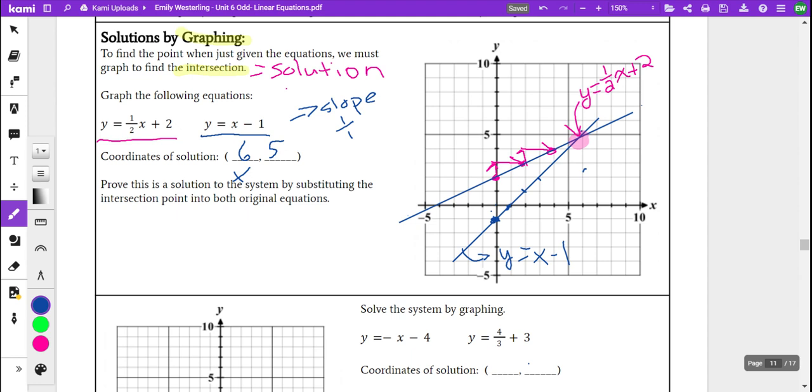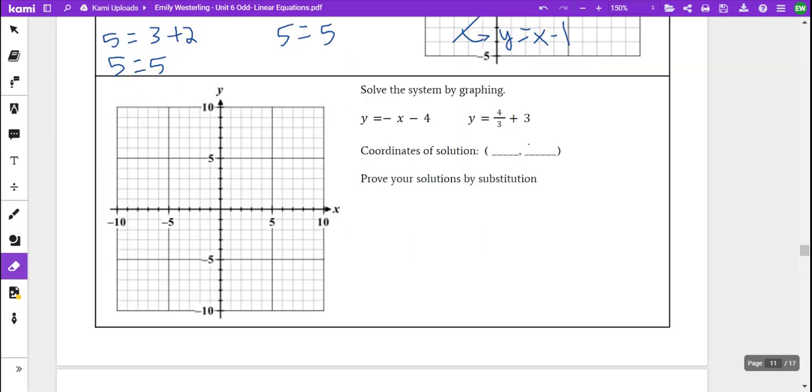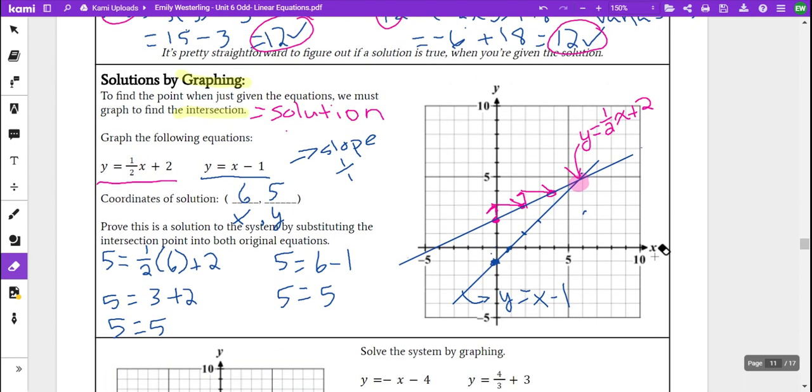Just like what we did up top, we're going to plug in 6 for x and 5 for y in these. So is 5 equal to 1/2 of 6 plus 2? And is y, or 5, equal to 6 minus 1? Go ahead and figure those out really quick. Come back. Okay, so this is our solution here. Make sure you look at how I've proofed this. 5 is equal to 5 and 5 is equal to 5. That's how I know I did this correctly.